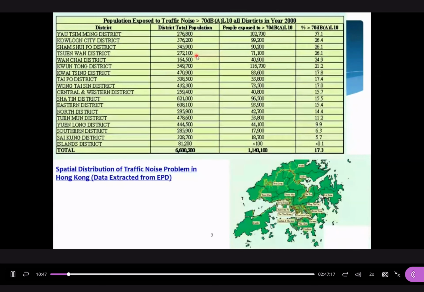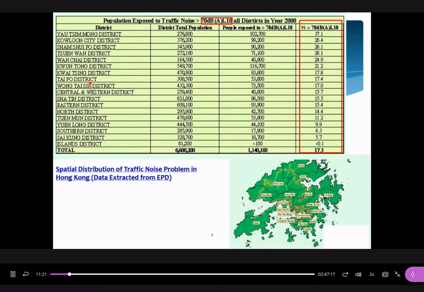These are the data I extracted from the Environmental Protection Department. Please bear in mind that when we assess traffic noise, we use L10 as the indicator. We don't want the road traffic noise level to be above 70 dBA. This is the recommended guideline. But in most areas of Hong Kong, even along the highways, it is difficult to achieve this.